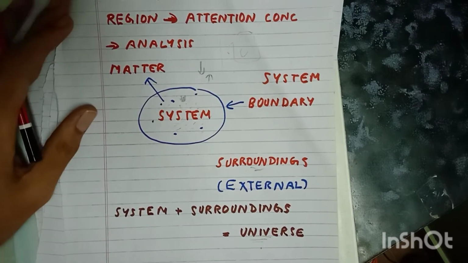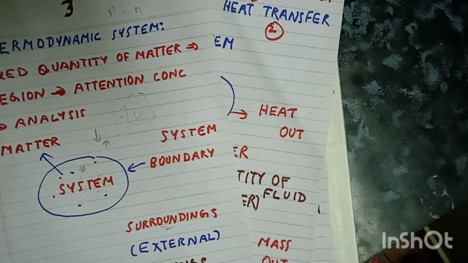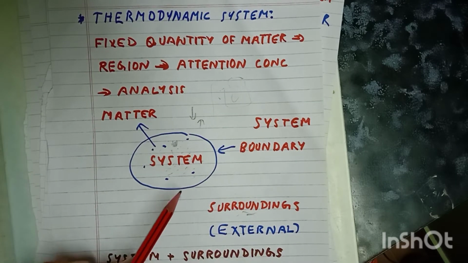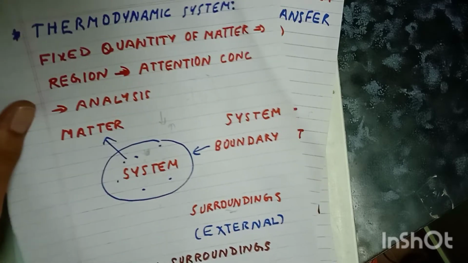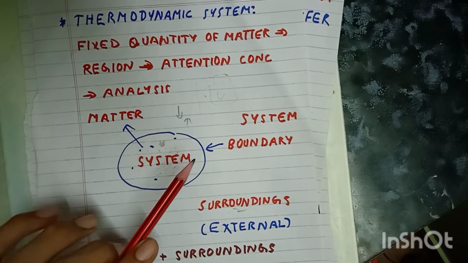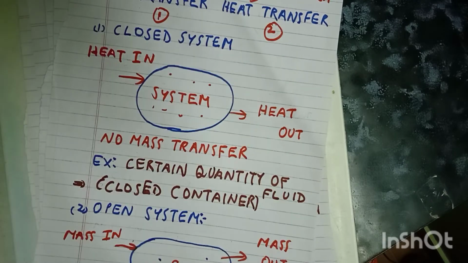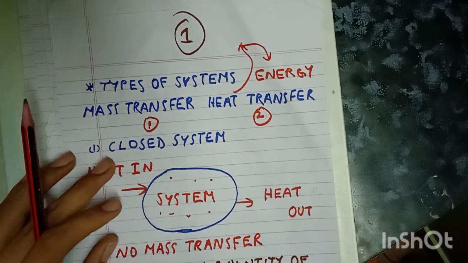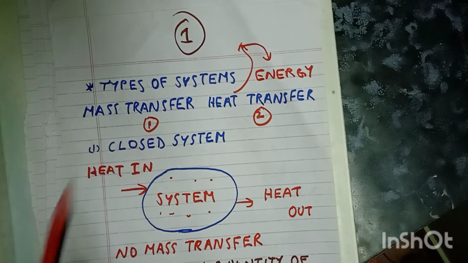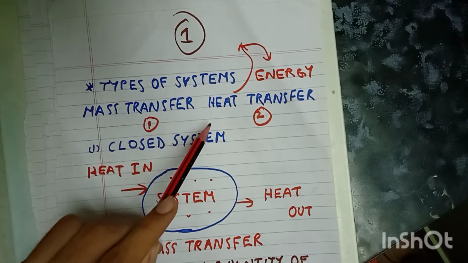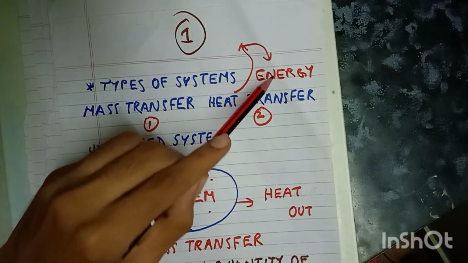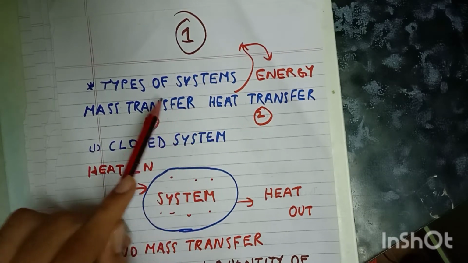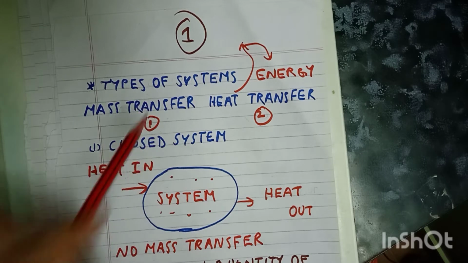So that's what we have discussed till now. Let's move on to the next one, which is that the system is classified into three types. So let's move on to the types of systems. We are focusing only on the system. These types of systems are mainly classified based on two criteria. One is mass transfer and the other is heat transfer, or you can also say energy transfer. Based on both these criteria we classify the types of systems.